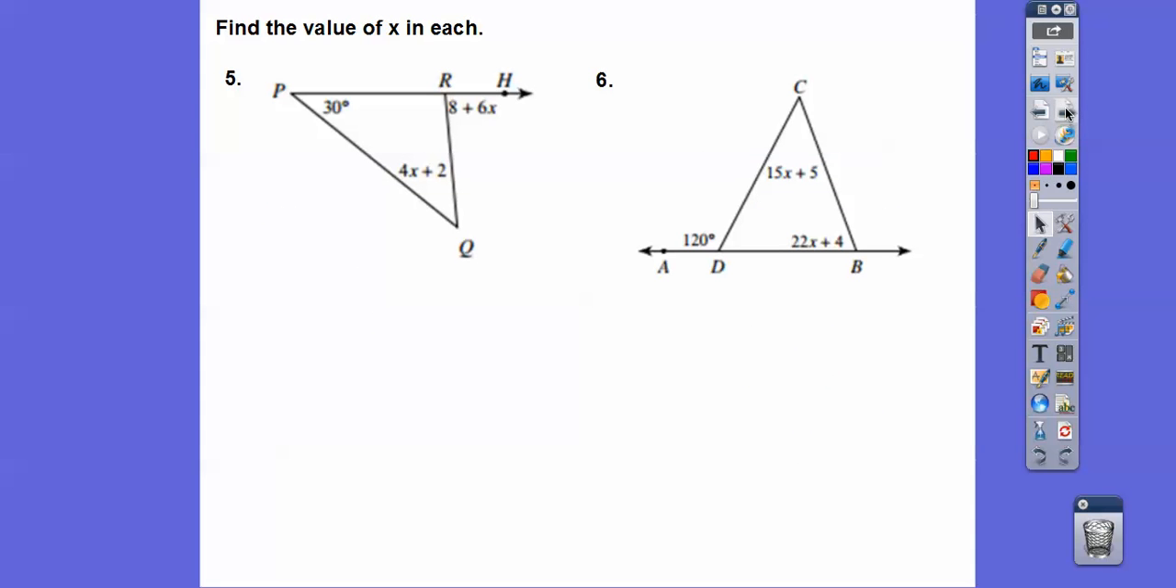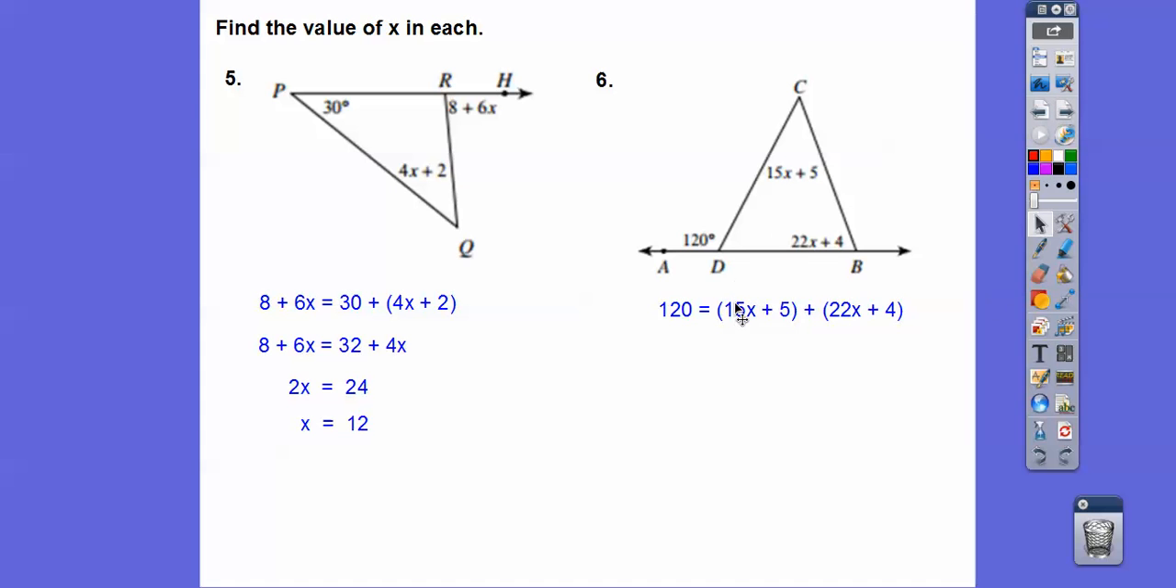Here, we use the theorem that says this exterior angle is equal to the sum of these remote interior angles. So this equals this one plus this one. Same here. This equals this one plus this one. Let's do that. We'll combine like terms. 30 plus 2 is 32. Then I'm going to subtract 4x from 6x and get 2x. And subtract 8 from 32 and get 24, and divide by 12. Over here, we combine these like terms. That gets us 37x plus 9. Subtract 9 and then divide by 37 and we get 3.